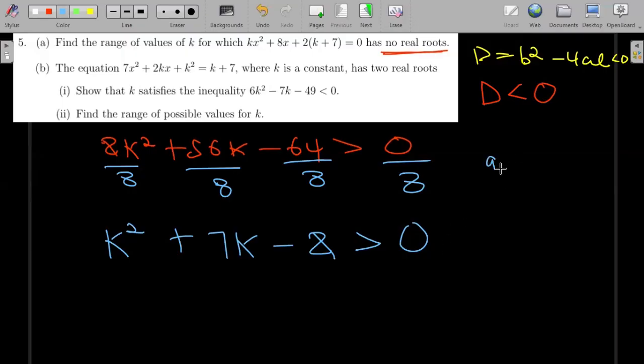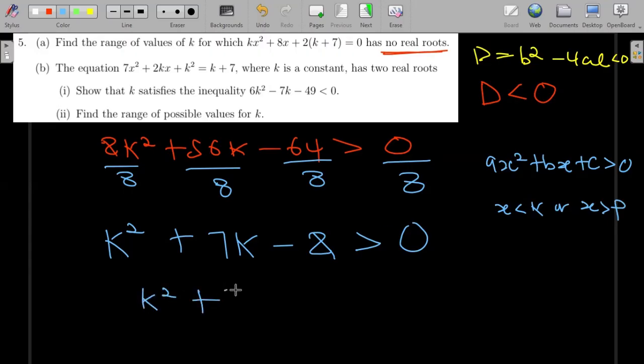So remember the form, we said ax squared plus bx and then plus c greater than 0. How should be our answers? Okay, we said x should be less than the smaller one, or x should be greater than the bigger one. So let's try now to ignore this sign first of all, and then just write this as k squared plus 7k minus 8 equals 0. And then let's solve this equation, which is in terms of k.